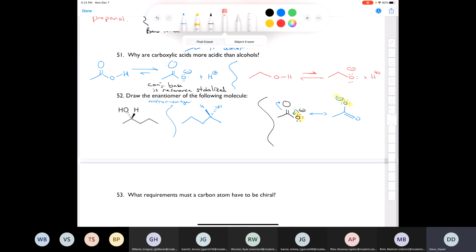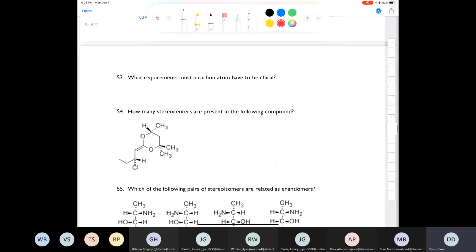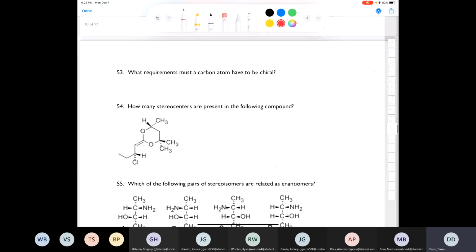A better way to draw an enantiomer is anything that's a dash becomes a wedge, and anything that was a wedge becomes a dash, right? So this is a dash, this is a wedge, and all we're going to do to draw the enantiomer is reverse those. Look, we'll go 1, 2, 3, 4, 5. Here we'll put a wedge to the OH, and here we'll put a dash to the hydrogen, and that, my friends, is the mirror image. Okay, that's the enantiomer. What requirements must a carbon atom have to be chiral?